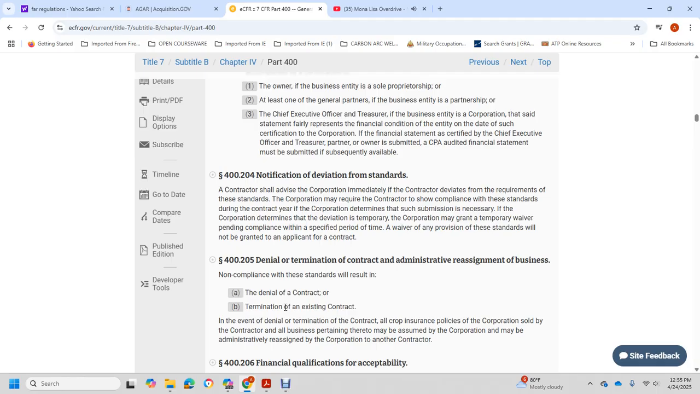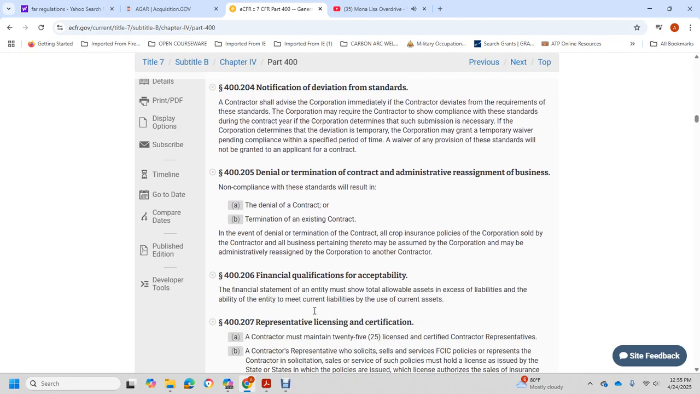402.05 Denial or termination of the contract, and reassignment of the business, for non-compliance with the standard. As a result of the denial or termination of the contract, the corporation may assume all of the crop insurance policies and all of the business pertaining thereto.